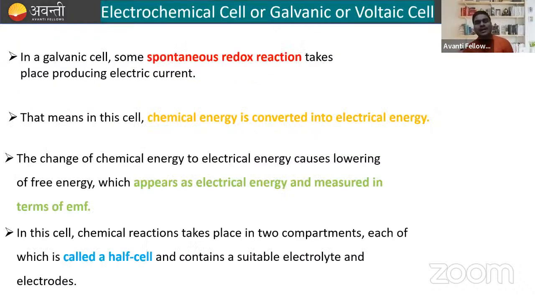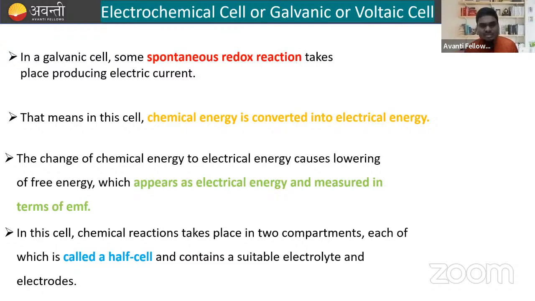Okay. So, electrochemical cell, or we say galvanic cell, or voltaic cell, right? This one is very, very important and you must understand it. What do you mean by the term electrochemical cell, galvanic cell or voltaic cell? In a galvanic cell, a spontaneous redox reaction takes place, which produces electric current. That means in the cell, chemical energy is converted into electrical energy.